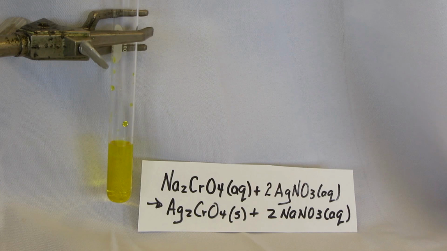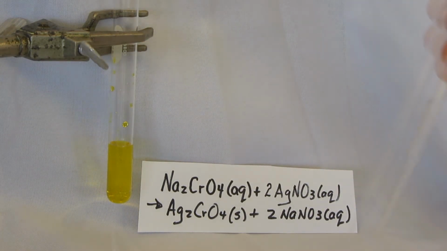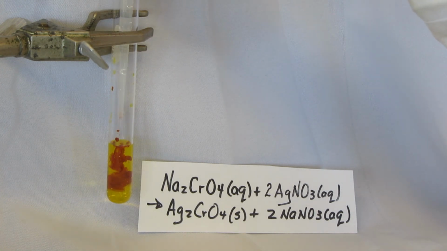So in the test tube I have a clear yellow solution of sodium chromate, and from the pipette I'm going to deliver a clear colorless solution of silver nitrate, and when the two meet it forms a brilliant brick red colored precipitate of silver chromate.